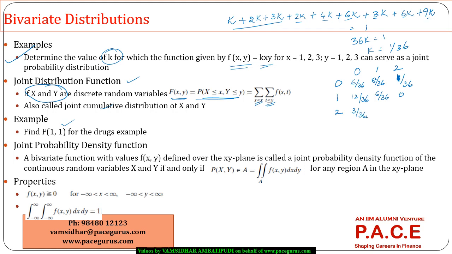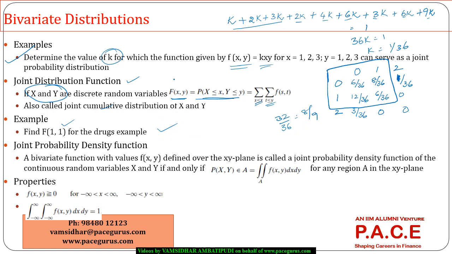So just let me use the same example. So find f of 1, 1. So probabilities of x less than or equal to 1, y also less than or equal to 1. So which means I can use these four things only. This is where I am getting my probabilities of x less than or equal to 1, y also less than or equal to 1, making it 18 plus 8, 26 plus 6, 32. 32 out of 36 or 8 by 9 is the probability that is associated for this example.